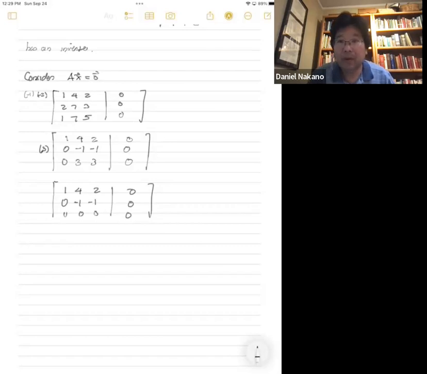Okay, so quickly, you can see that there are only two pivots. There's a pivot here, there's a pivot here, right? So there are two pivots. And so since n is 3 here, 3 is not 2. So therefore, A is not invertible.